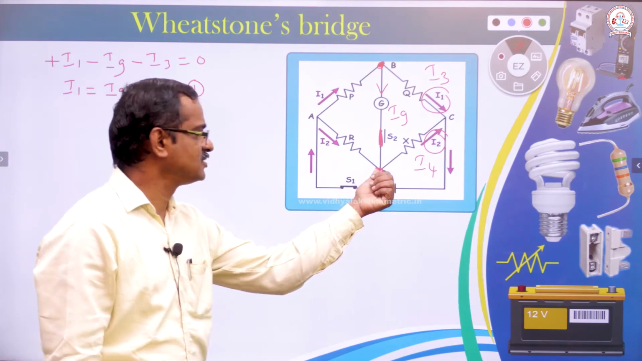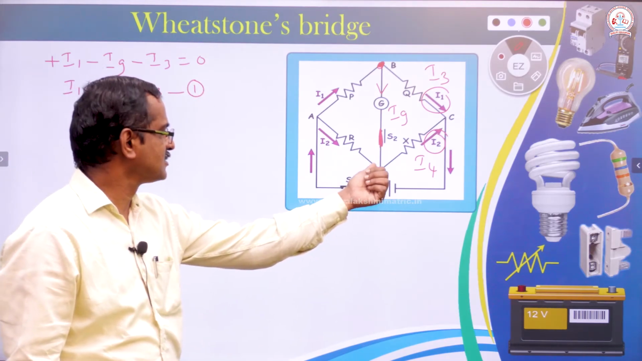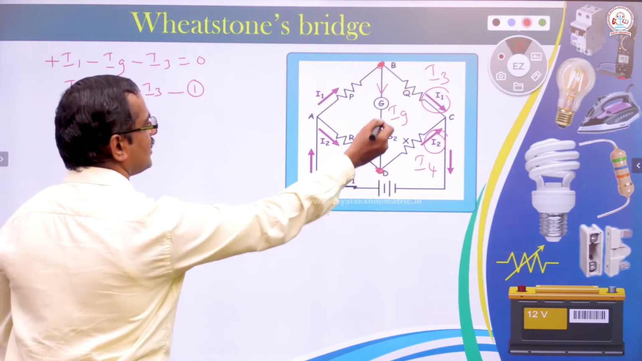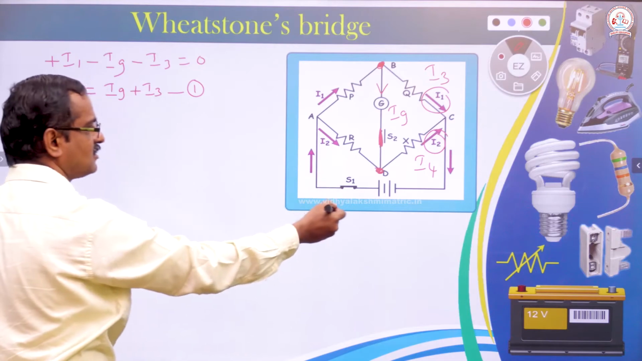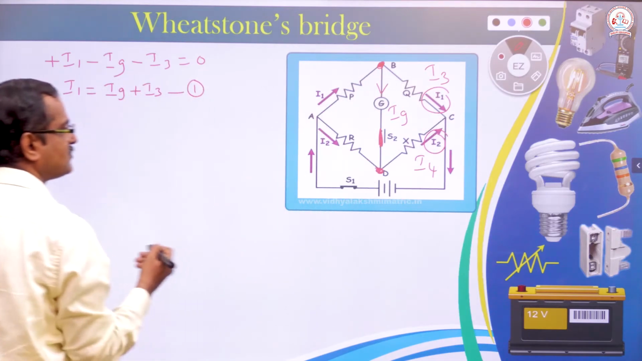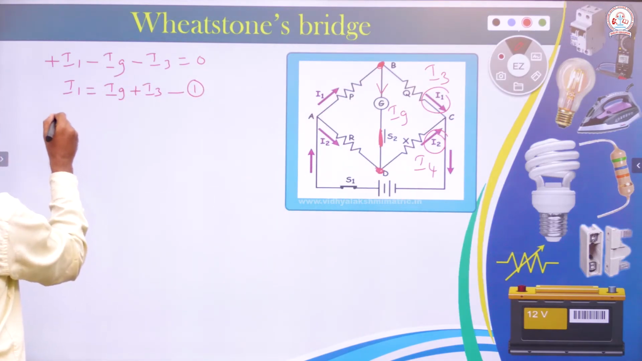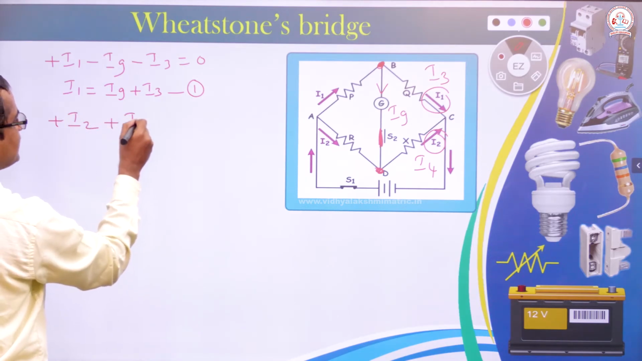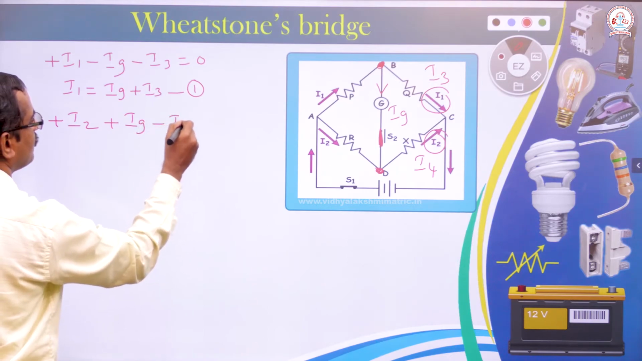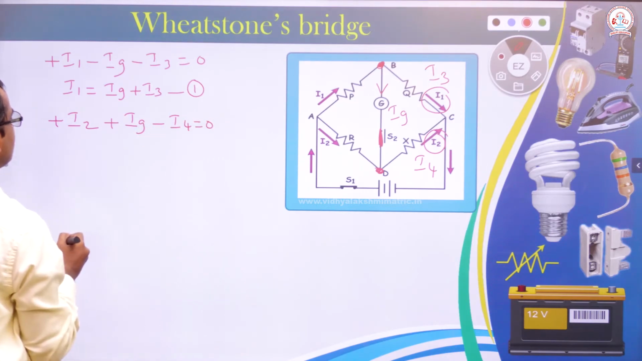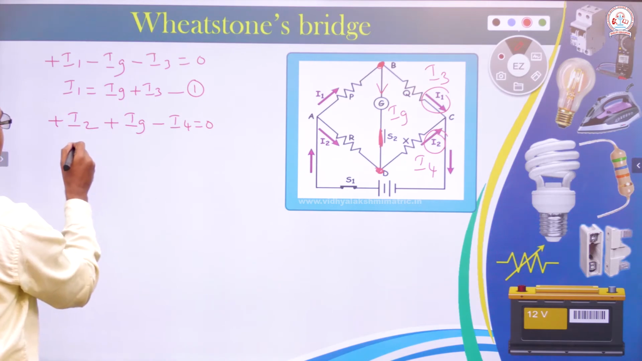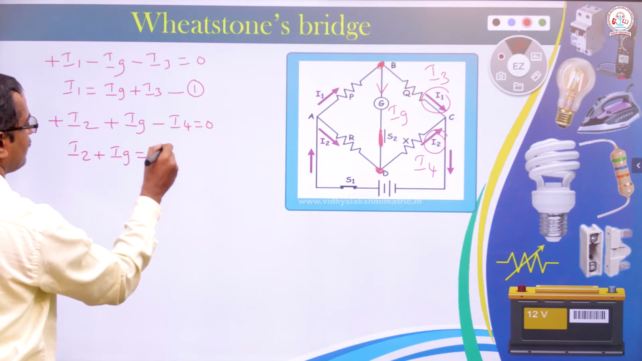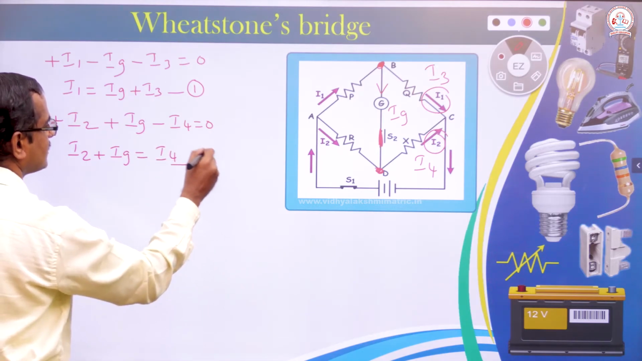Apply Kirchhoff's first rule to junction D. I2 is flowing towards the junction. Ig is also flowing towards the junction, whereas I4 is going away from the junction. So we can write plus I2 plus Ig minus I4 is equal to 0. This equation can be rewritten as I2 plus Ig is equal to I4. Keep this as the second equation.